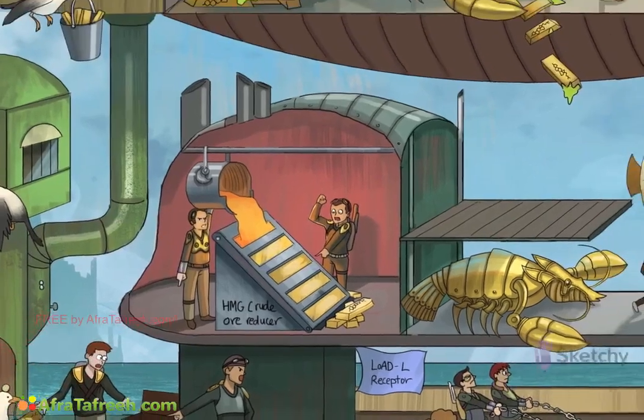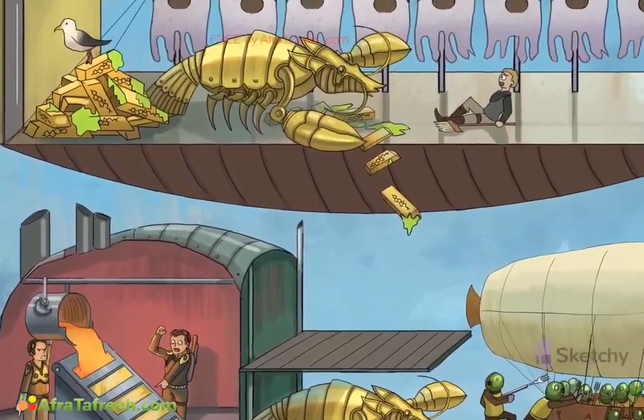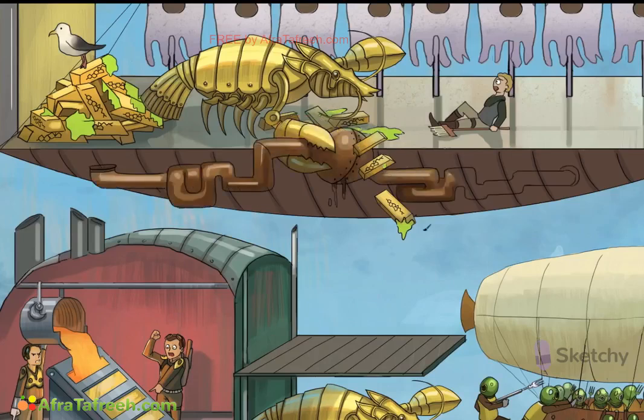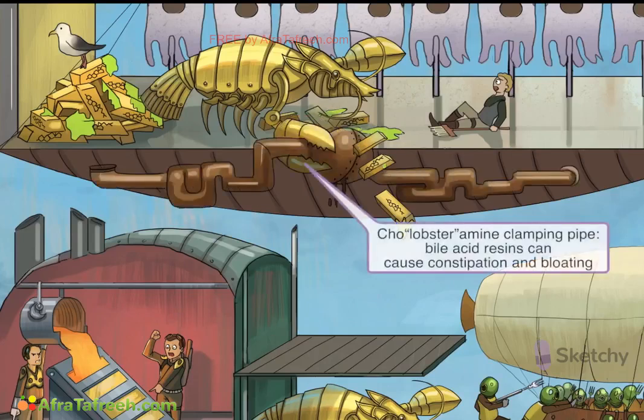The main side effects of bile acid resins are gastrointestinal upset, commonly presenting as constipation and bloating. Notice that we've made our cholestyramine lobster latching onto this intestinal pipe, impeding the flow. Therefore, resins should be avoided in patients with diverticulitis, for example.